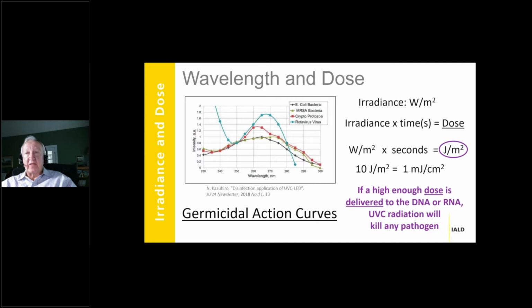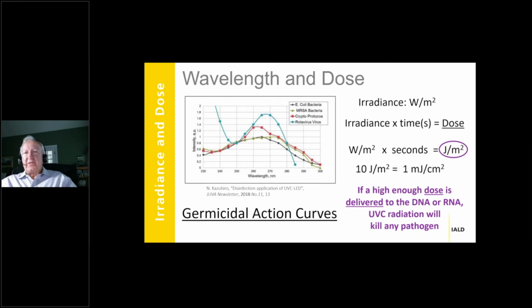UVC disinfection is line of sight. If the microbes or virus are out of sight of the UVC radiation, they won't be impacted. Also, if the virus or the microbes exist in a droplet floating around in the air or inside of some kind of a chemical material on a surface, a higher dose will be required because that UVC radiation will need to penetrate through the liquid around the virus or the microbe to be able to get to the DNA. But if the dose is high enough and delivered to the DNA or RNA, it will kill pretty much any pathogen that is around.